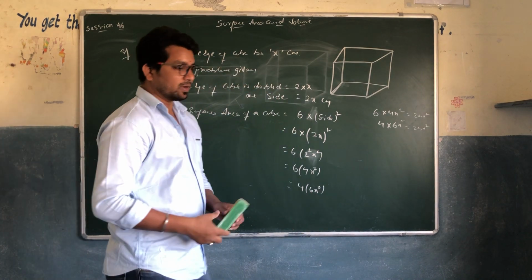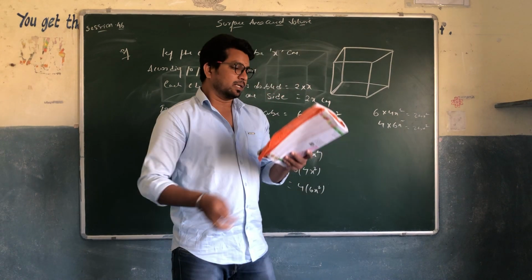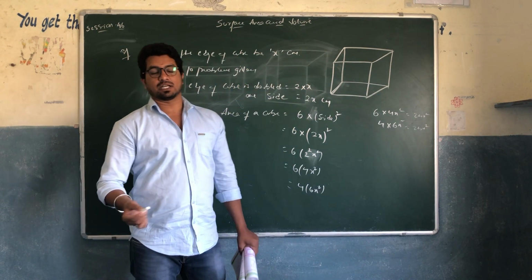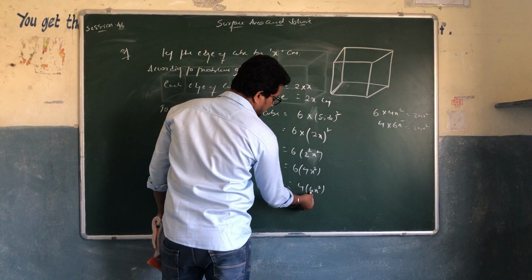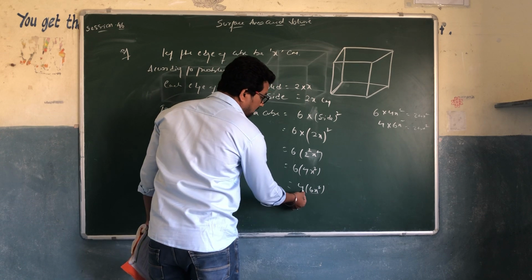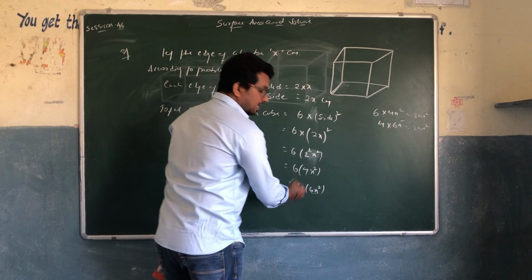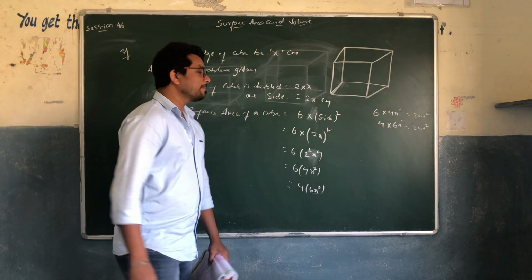Why did I write it like this? What did he ask us in the problem? How many times will its surface area increase? The surface area formula is 6x square. Now we are multiplying with 4, which means 4 times its surface area increased, right? 4 times its surface area increased.